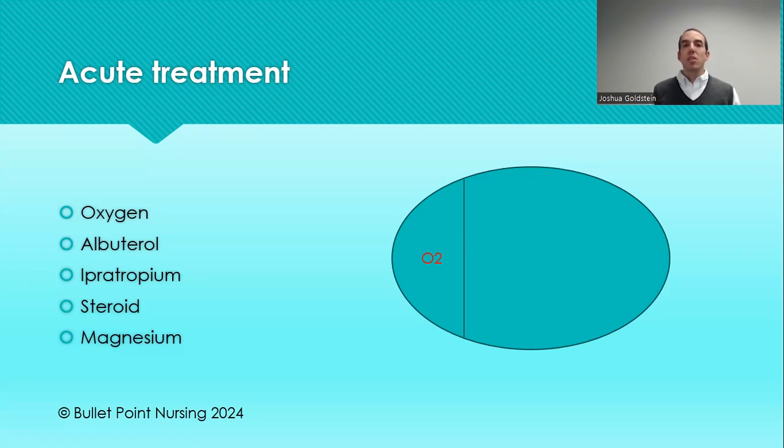Next, we have steroids. We're going to talk about that when we get to the chronic drugs. And then we have magnesium. Magnesium can be given as an IV infusion for patients that are having an acute asthma attack. You probably remember that magnesium is a smooth muscle relaxant. So when the smooth muscles around the bronchi are really tight, resulting in constriction, this relaxes the muscles, resulting in dilation.